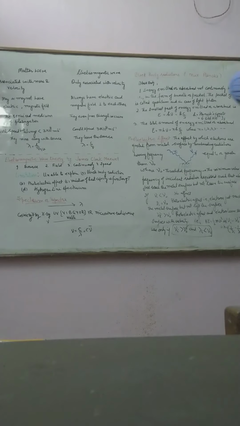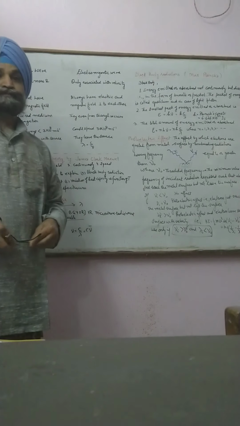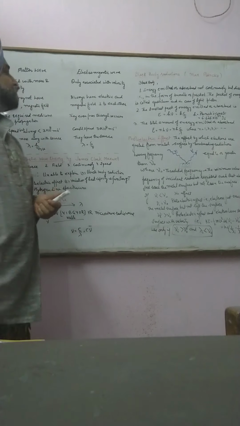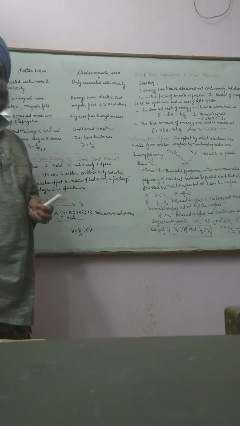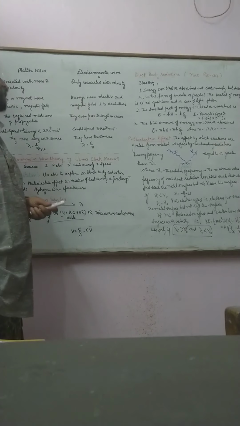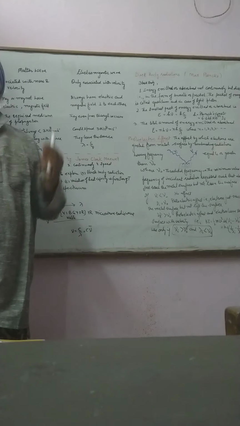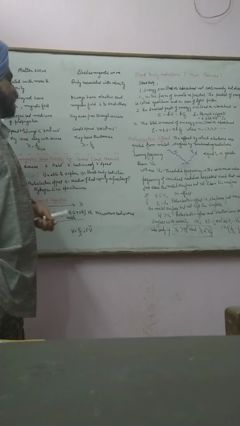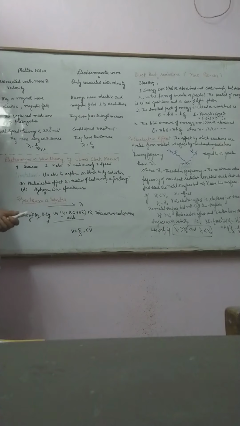Last time I discussed with you Bohr's model of an atom, and also discussed the achievements as well as the limitations of the model. I told you this model is unable to explain the Zeeman effect, Heisenberg's principle, de Broglie's principle, etc.